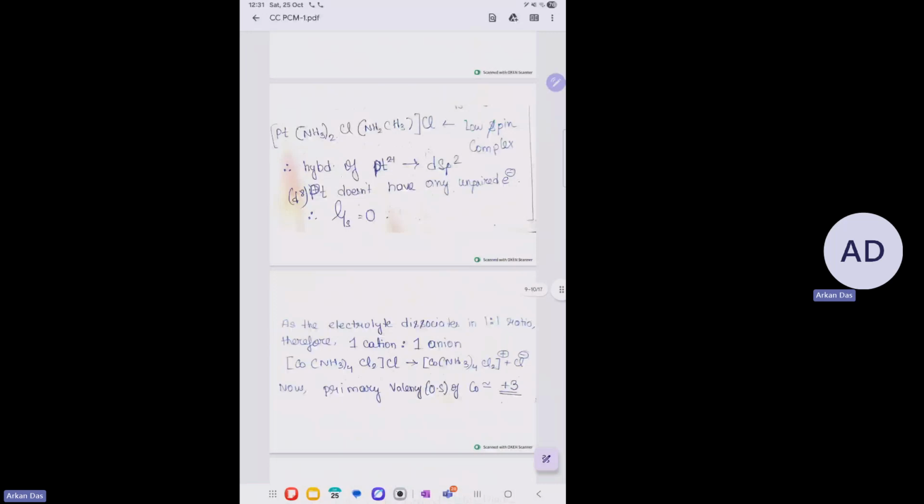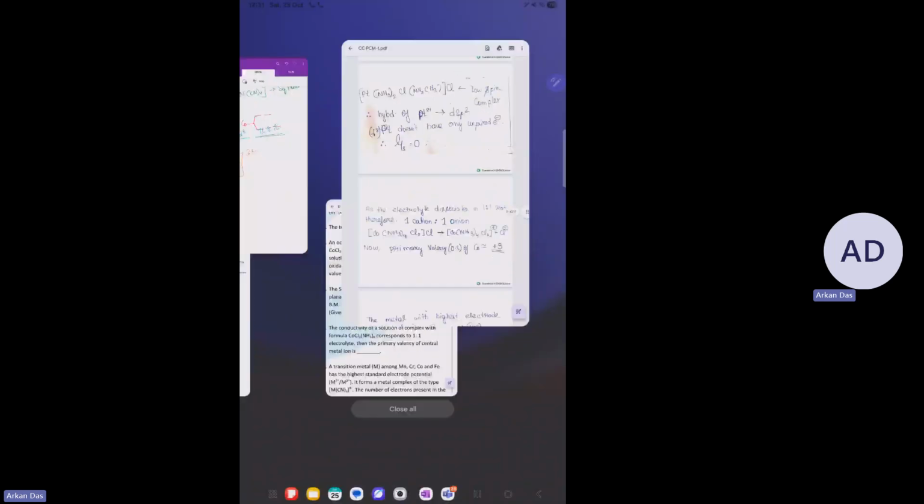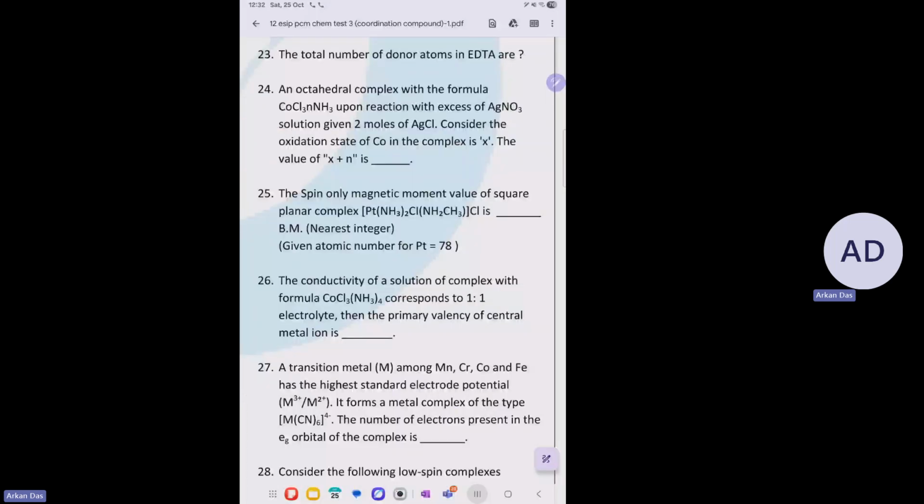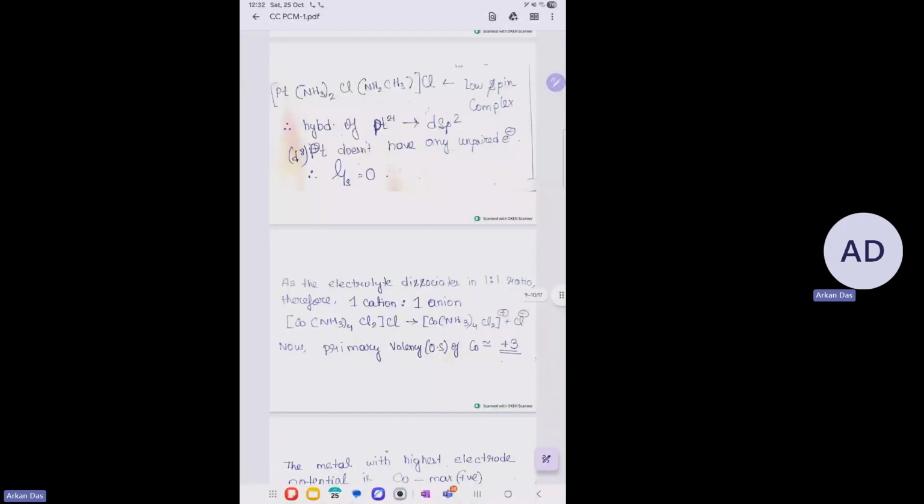Next, question number 26. The conductivity of the solution for the complex corresponds to a 1:1 electrolyte. What is the primary valence of the center? We need to understand that in this case, 2 Cl will be inside and 1 Cl will be outside. That is, the overall complex will look like [MCl2]Cl. But we know that no matter whether Cl is inside or outside, if it is helping in the oxidation state of the central atom, it will count as primary valence. So 3 Cl means the primary valence will be +3. Next question.